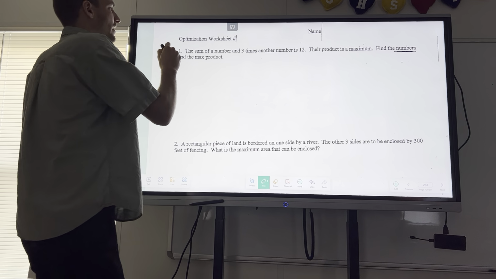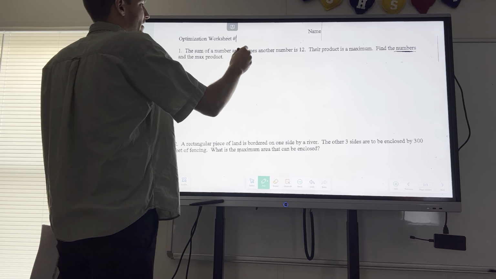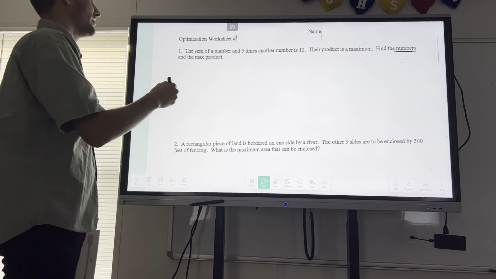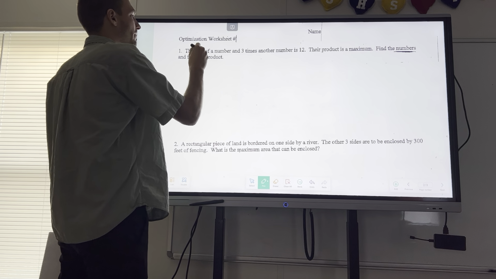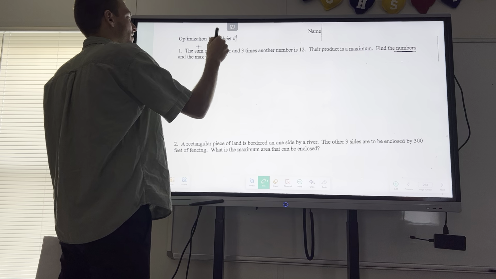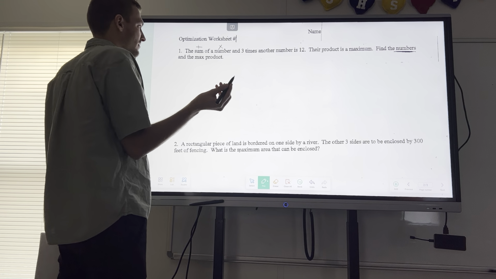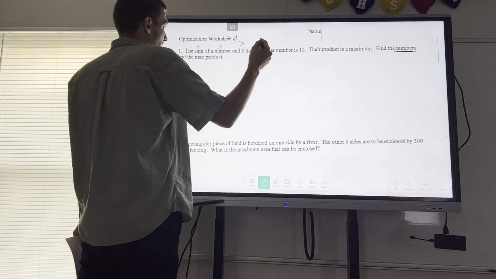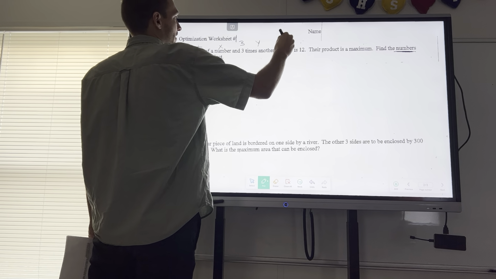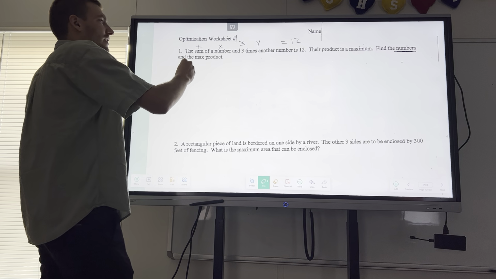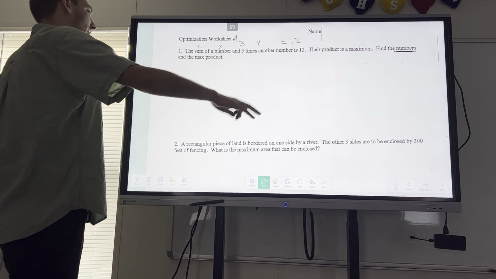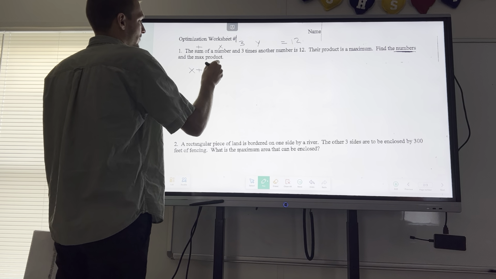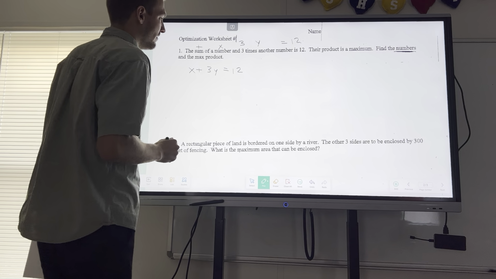The sum of a number and 3 times another number is 12. That's a little formula, a little equation. Sum means add, a number could just be x, 3 times another number could be y, and this time is 12. So we need the sum of x and 3y equals 12. So we're looking at x plus 3y equals 12.